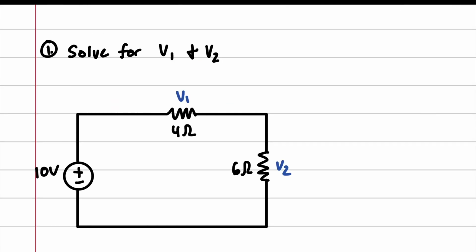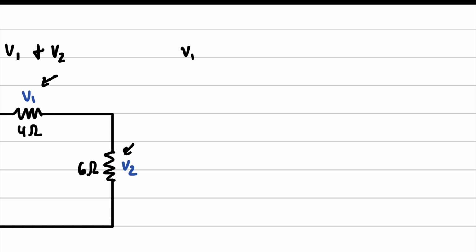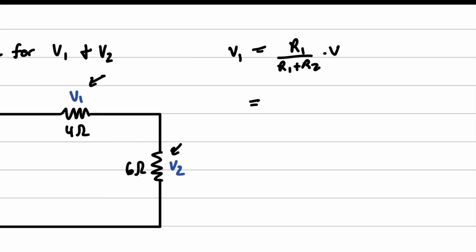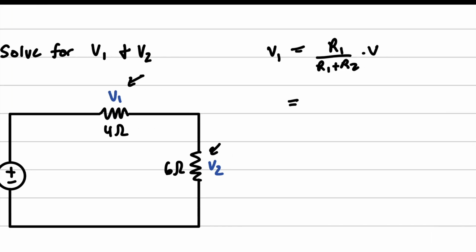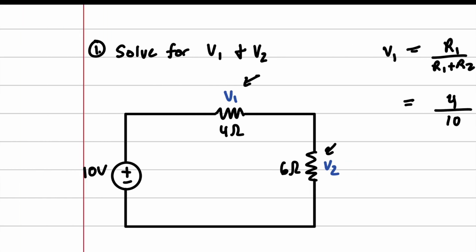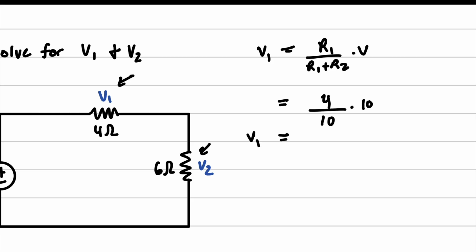Okay. Now let's go ahead and solve a problem. Using the voltage divider, we want to find V1 individually and V2 individually. So we'll just do a simple plug and chug. V1 is R1 over R1 plus R2 times V. And what do we get? We get 4 over 10 times 10, so V1 is 4 volts. That means there is a voltage drop of 4 volts here.